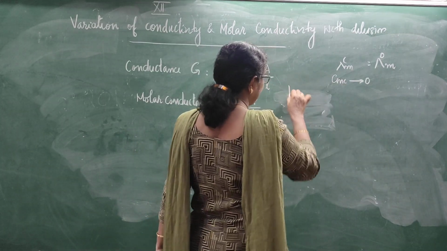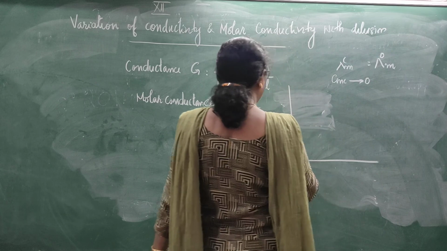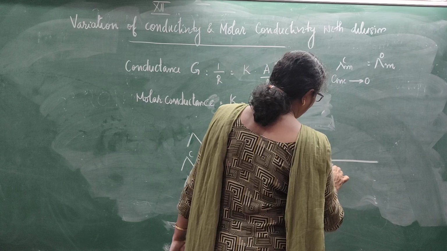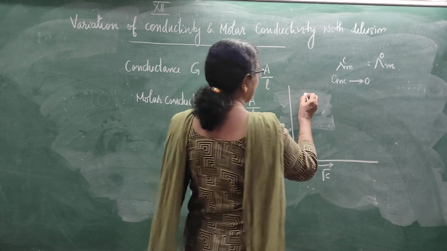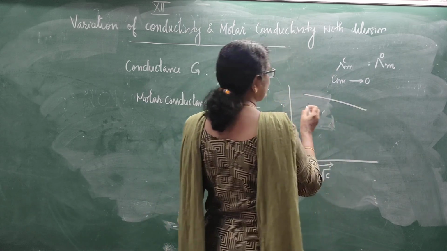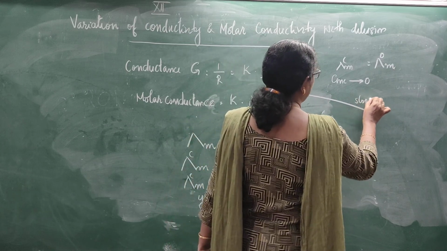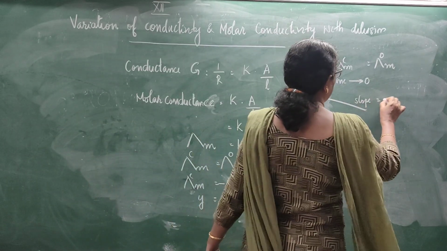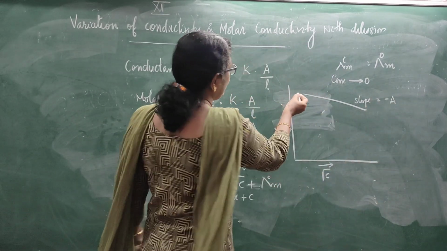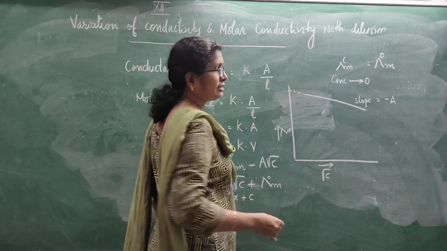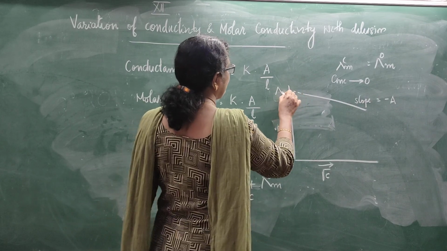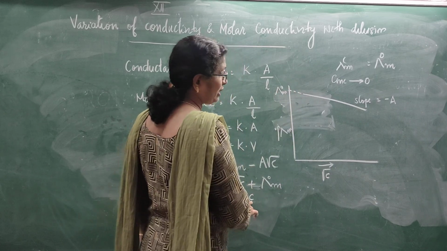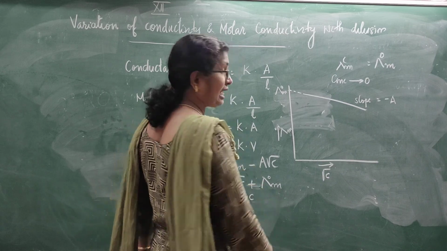So if you plot a graph with lambda m, the molar conductivity, on the y-axis and root C on the x-axis, then we will get a straight line graph. What is the value of the slope here? Slope is m, and in the place of m we have minus A. So the slope will be equal to minus A, and the intercept on the y-axis will be lambda m naught.